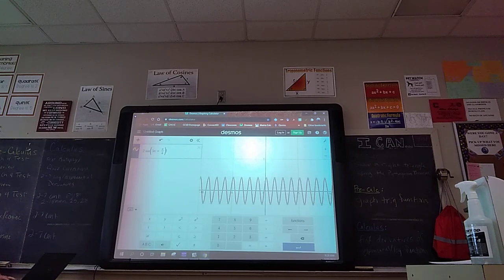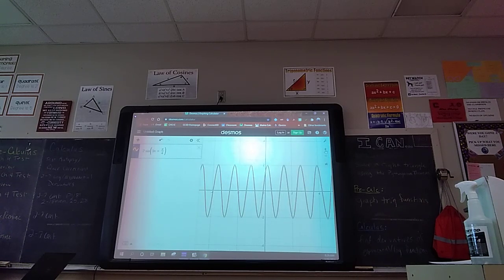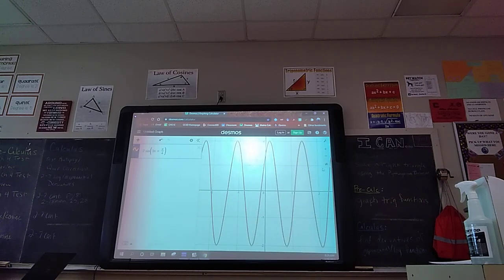So notice this is not what my snip looks like, because we have a b value, a bigger b value, so it actually takes less time for it to repeat itself, so it's going a lot quicker. So I don't want to see snips like this here, so I'm looking for a specific snip where I can get 2 periods. So I'm going to zoom in a little bit.